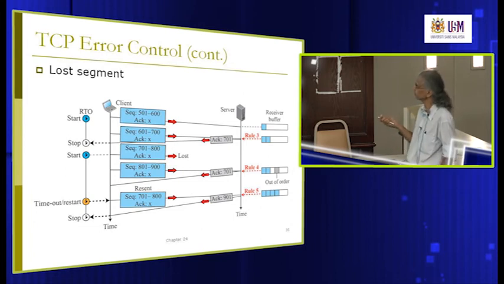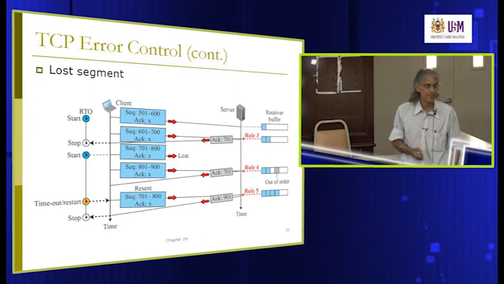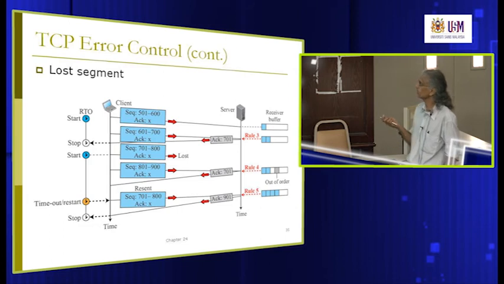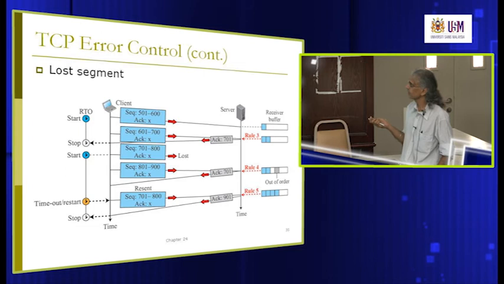Store it first, but immediately reply, acknowledge to the client to say that, hey, I'm waiting for 701. Although I received 801, I'm expecting 701, right? So once the client gets 701, it will know that the server is still waiting for 701. So it will resend 701 again.